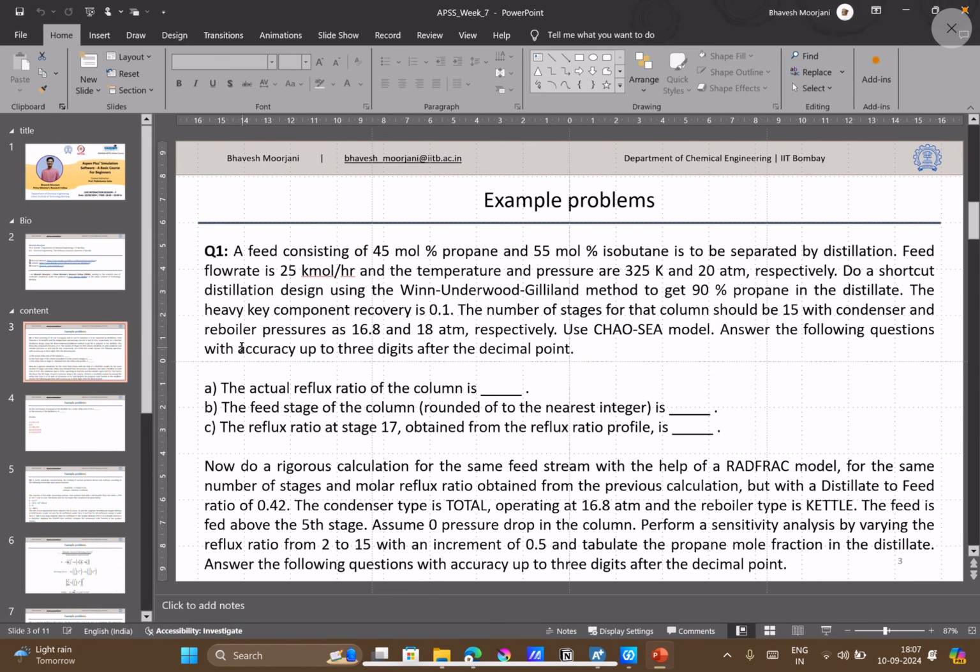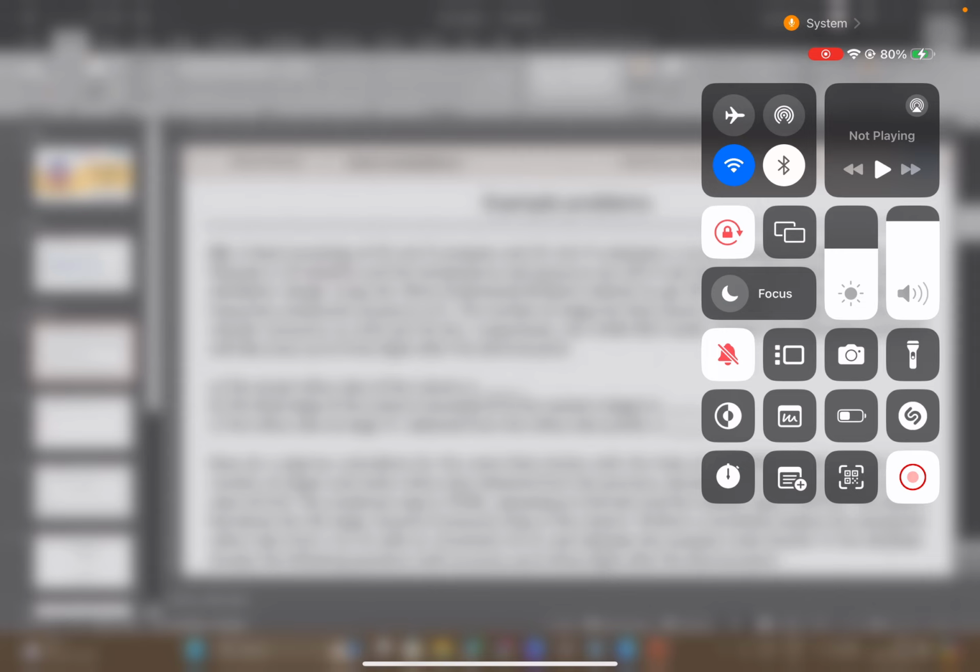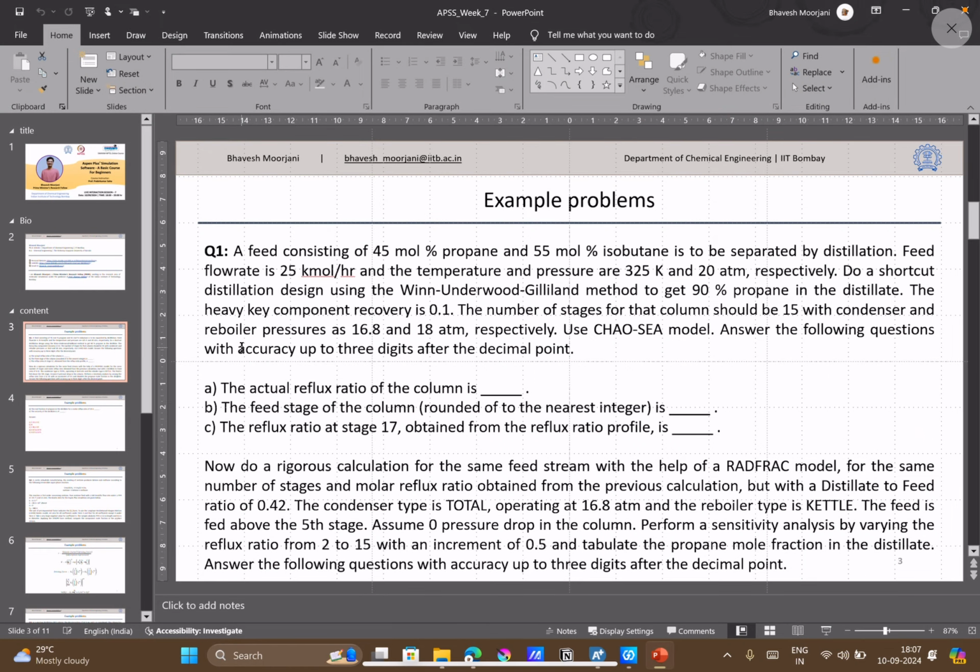So we have the first problem which is on the distillation column part. Yeah, recording is also on. The first problem that has been given to us is related to the distillation column unit. We will recall some of the previous simulations that we have done so far.